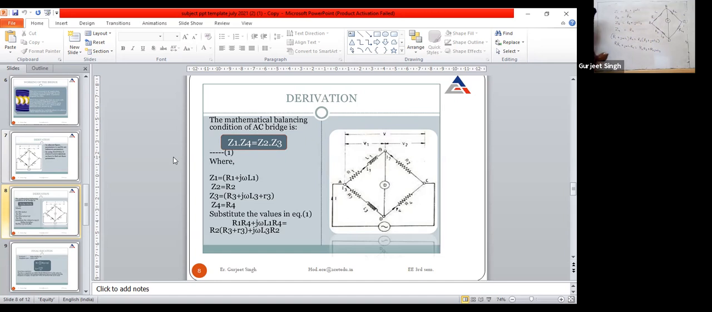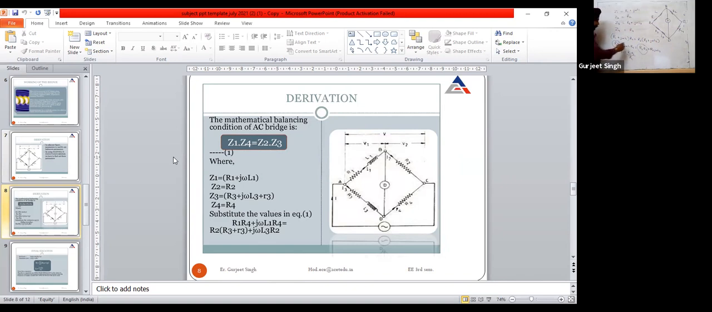Okay, so when I compare the real part, this is my real part and this is also a real part. When I compare this real part with this real part, we will find the value of R1 is equal to R2 R3 divided by R4. So we are having this value of the unknown resistance, R1 is equal to R2 R3 divided by R4.